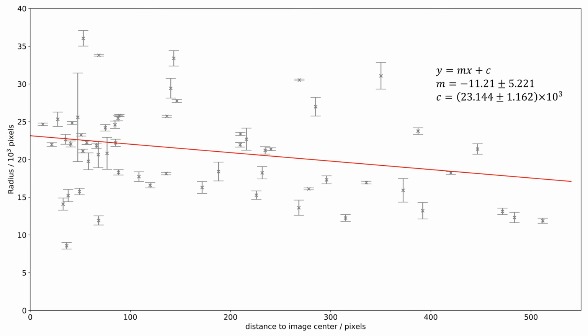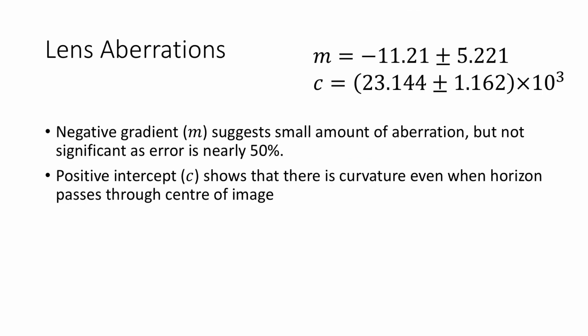Now the best fit line has a negative gradient. The curvature decreases slightly with distance from the center, but with an error of nearly 50%, I doubt that this is significant. And even if it were significant, this change is really small. More importantly, the intercept has a finite value, so there is curvature if the horizon passes through the center of the image, which tells us that there is curvature which is not caused by lens aberration.